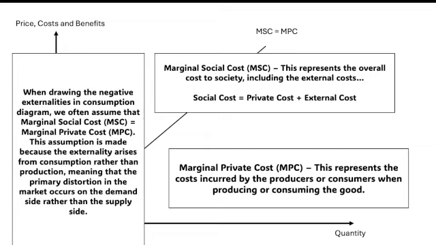Now, as I mentioned before, when drawing this supply curve, because my main focus is demand, I'm just assuming that they equal one another. The reality of the situation is they probably don't. But because it's not my focus, the assumption is going to be just simply made based on the externality arising from consumption rather than production. So meaning the market failure, the distortion in the market occurs on the demand side rather than the supply side.